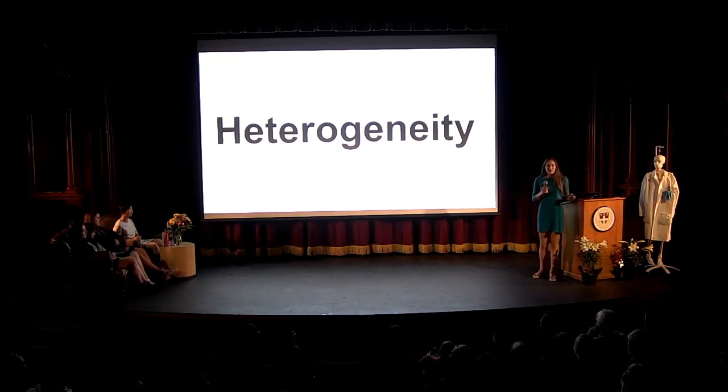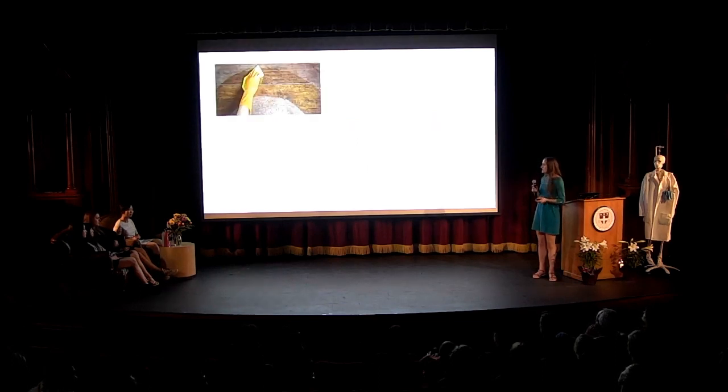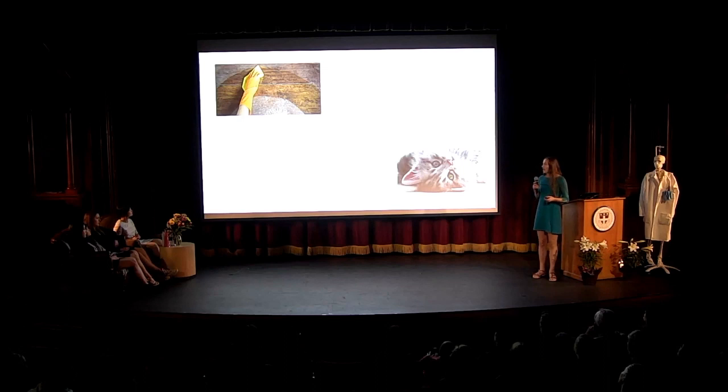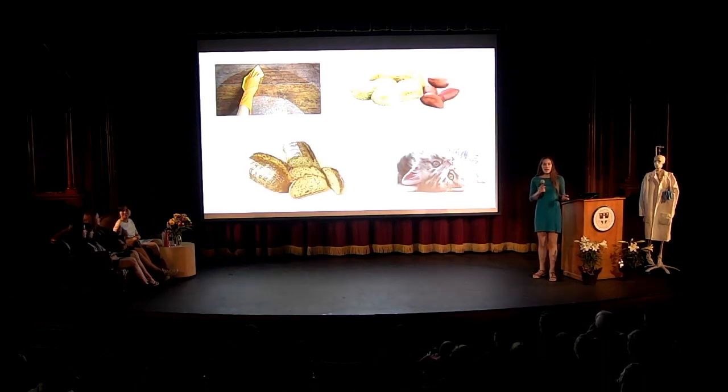Our immune system even displays heterogeneity, or differences. There are differences in how our immune systems respond to the same environment. Here, I'm talking about allergies. For example, some of us may be allergic to dust or cats, while others may be allergic to peanuts or gluten. Some of us may have no allergies at all.